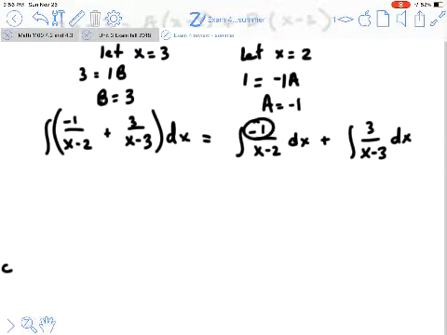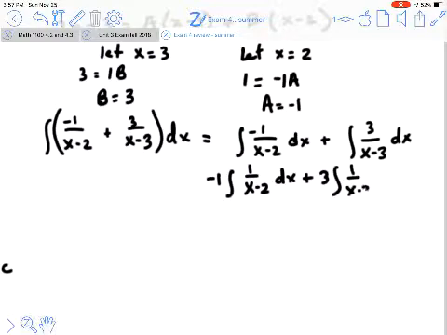Do the same thing I did in the other problem, just take these numerators and treat them as coefficients. And then we have the same thing going on. That's the antiderivative of du over u, which is just the natural log.